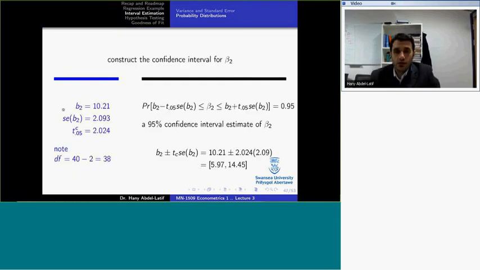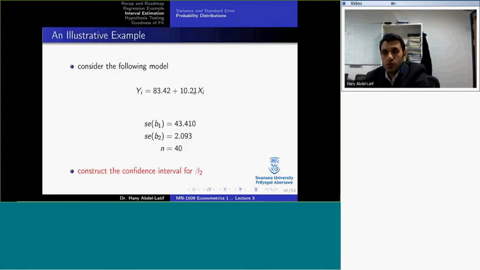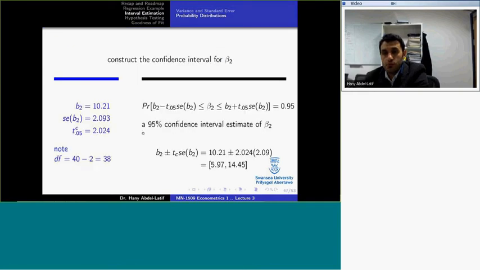So again, I just wrote everything we know here. This is the value of B2, which is 10.21, and the standard error of B2, which is 2.093. What I've done here is just give you the value for the t critical, which comes from the table. And how to get this, again, if you remember the table.